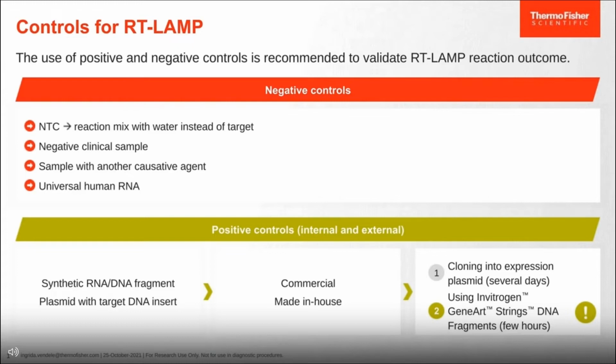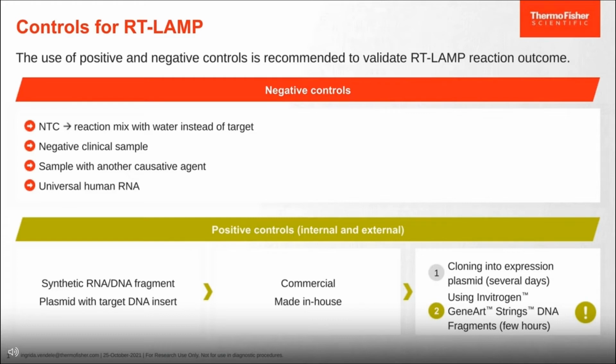A sample with another causative agent. So for instance, if aiming to detect measles, influenza could be used to make sure that your primers do not bind non-specifically to another causative agent, or universal human RNA sample. If human clinical samples are being used, there is a likelihood of background RNAs being present, and this is also a good negative control. And for positive controls, they can be either made in-house or purchased commercially.